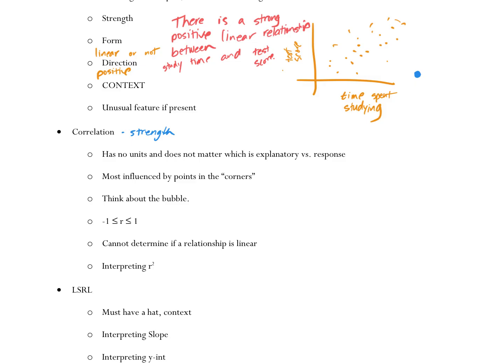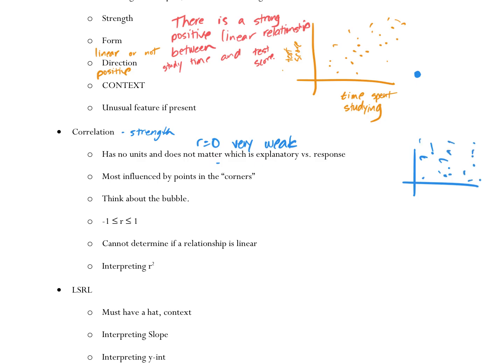When we talk about correlation, we're talking about R. Some reminders about R: it's always between -1 and +1. R equals 0 is very weak. R equals +1 is a really strong positive relationship. R equals -1 is a really strong negative relationship. Everybody good? Some examples of R equals 0 might be this scatter plot.